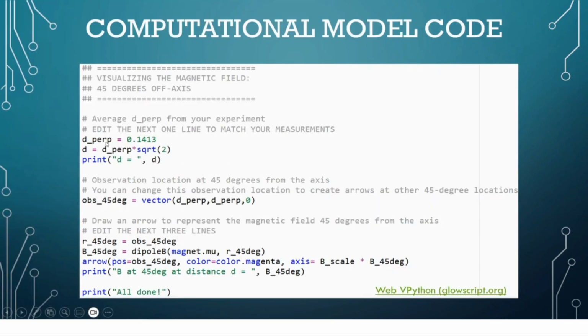And finally, a d perpendicular was set equal to 0.1413, and for the observation location at 45 degrees from the axis, this vector was applied. And to draw an arrow representing the magnetic field 45 degrees from the axis, these equations were also used.